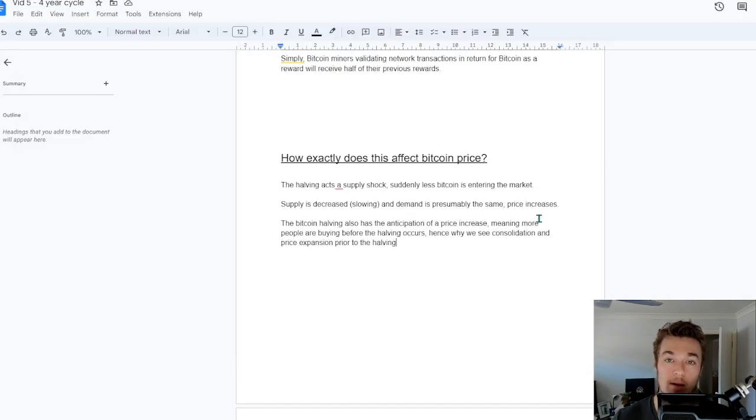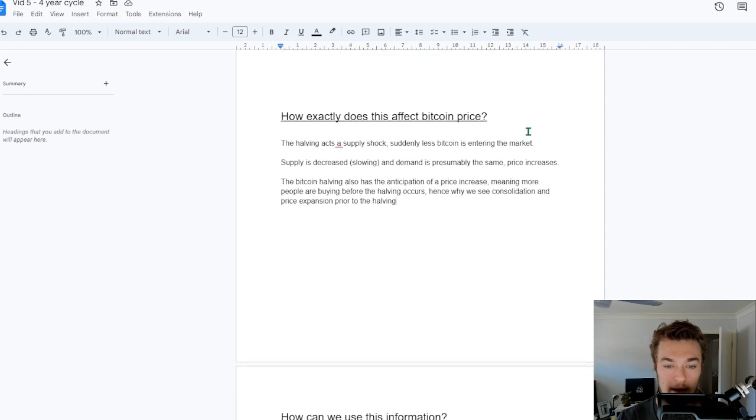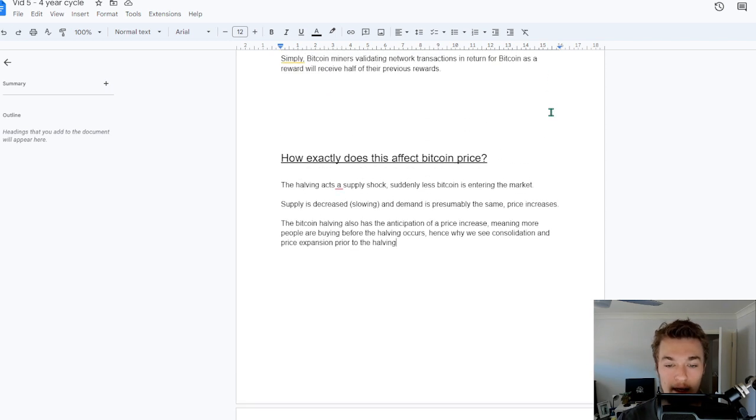So people are buying in anticipation, creating more demand, and the halving creates a supply shock, which creates further price increases for Bitcoin. And this occurs obviously every 4 years in tandem with the Bitcoin halving.